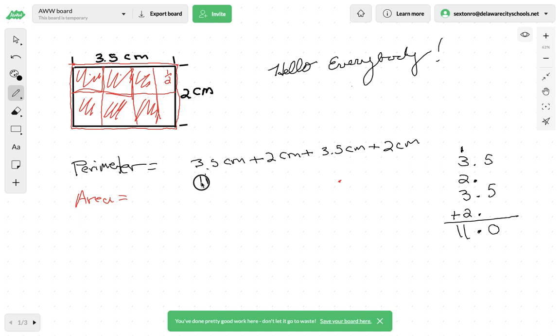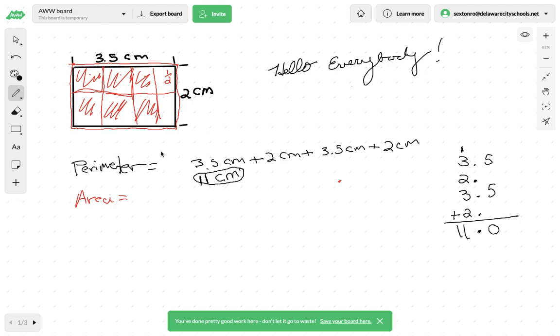Now what's my unit? These aren't square units. This is not cubic units because we're not doing volume, we're doing perimeter. It's a straight line, so I need a straight line measurement. It's 11 centimeters. That's a perimeter, okay?